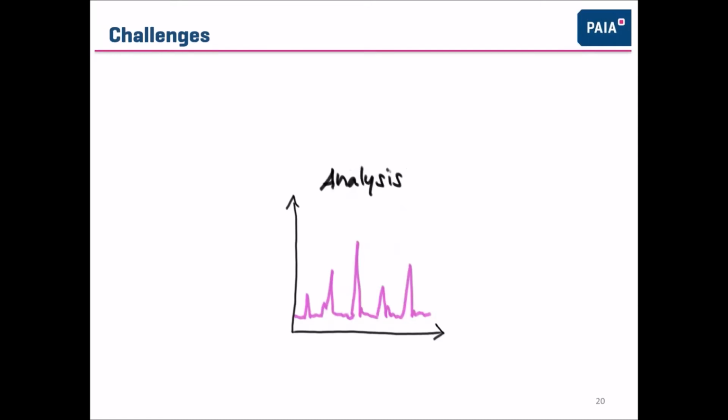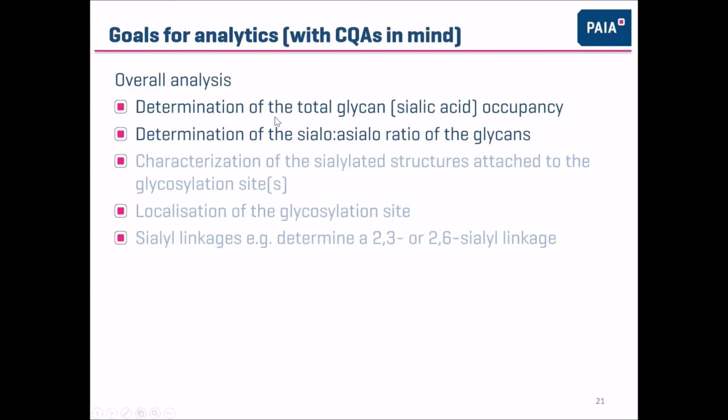I would now like to shift to the analytic part of this presentation, and in view of what we've been discussing about the CQAs that we just came up with, kind of formulate some goals for analytics. So one obviously would be to determine the total amount of glycans, or the so-called glycan occupancy on the molecules, and especially here for sialic acid.